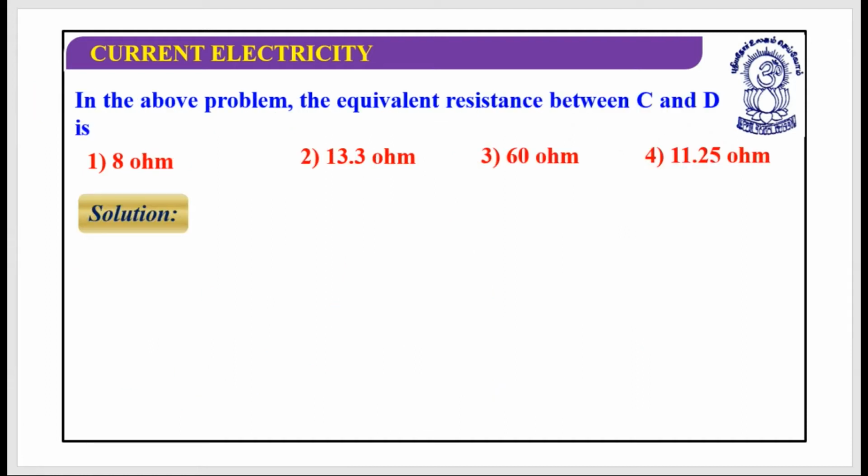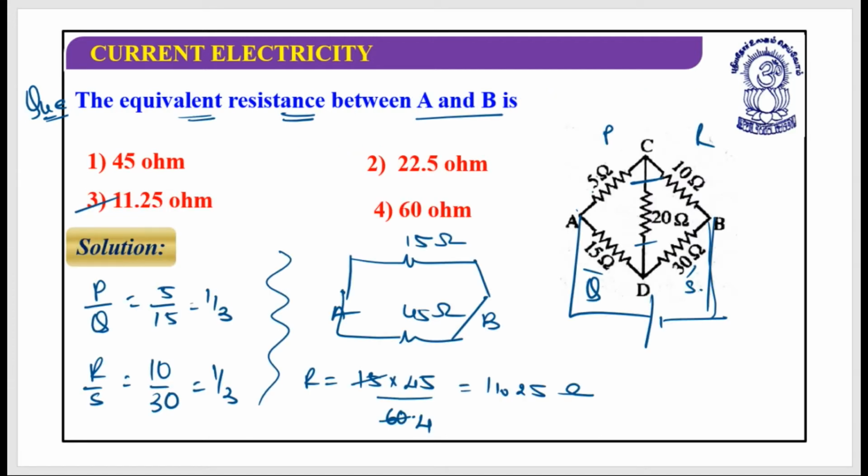Now the question is, in the above problem, the equivalent resistance between C and D. So now they want the equivalent resistance between C and D. How should I do it? Let's suppose that my battery has been connected over here, what should be the equivalent resistance? So what is the difference?